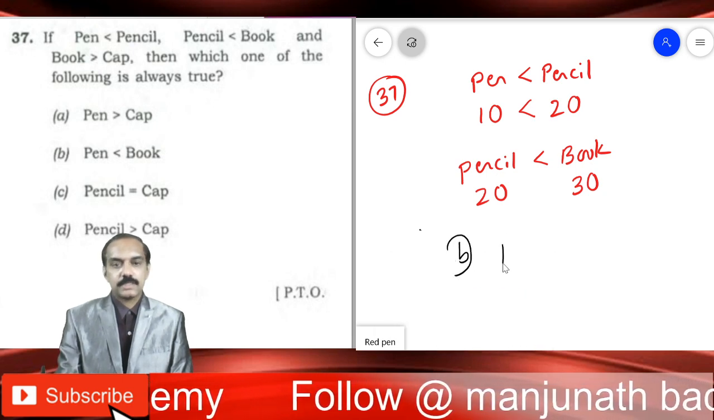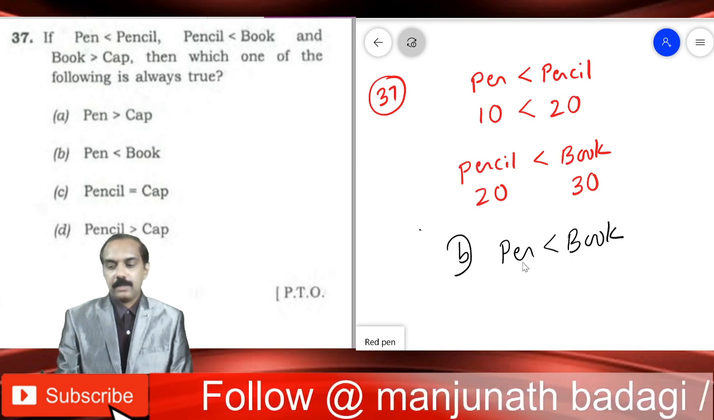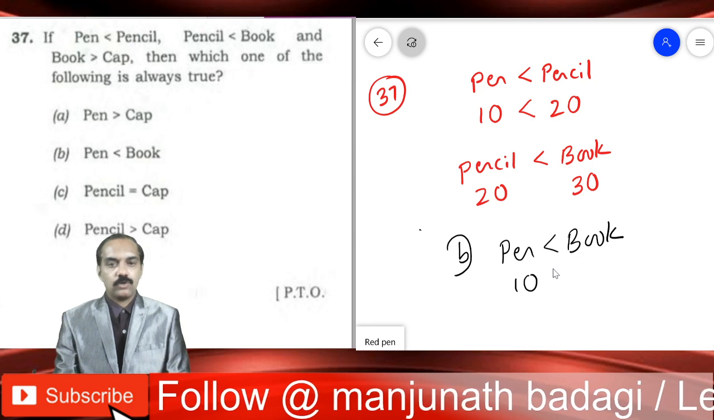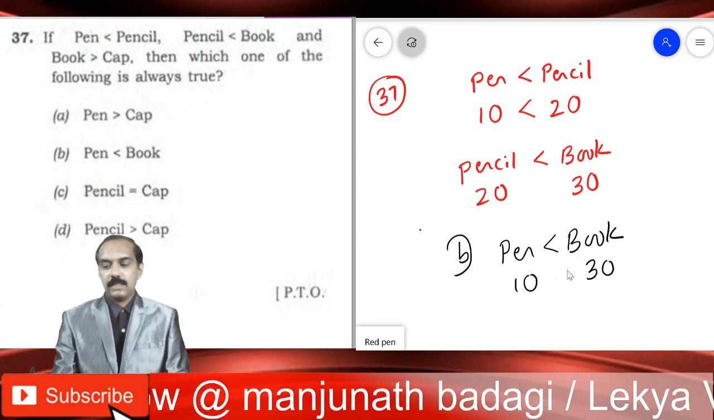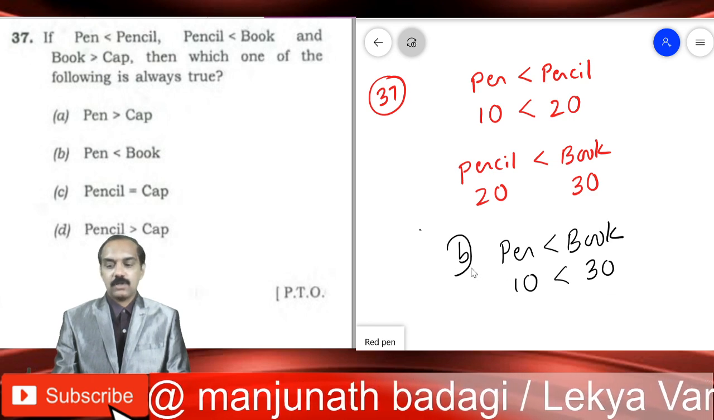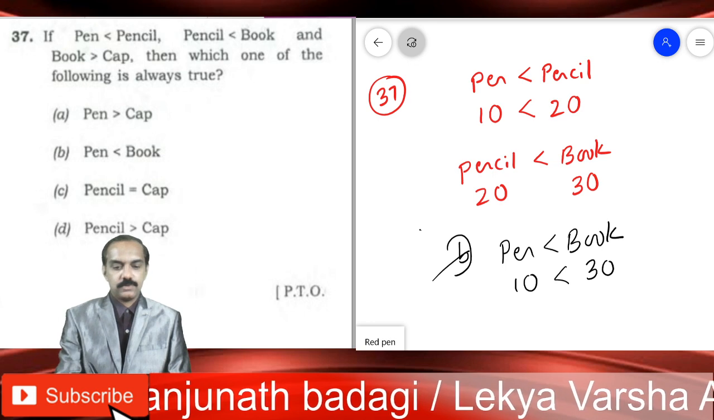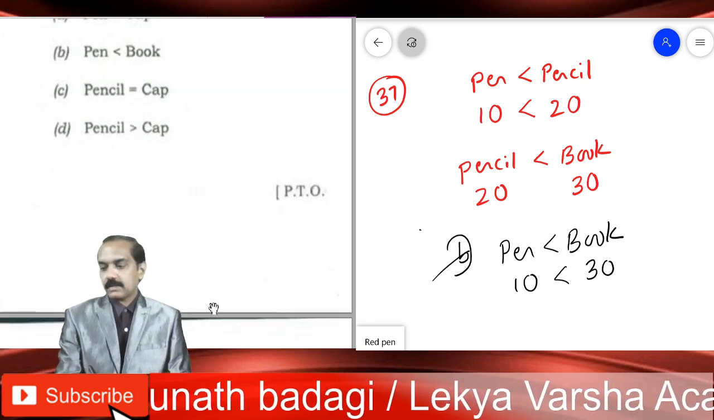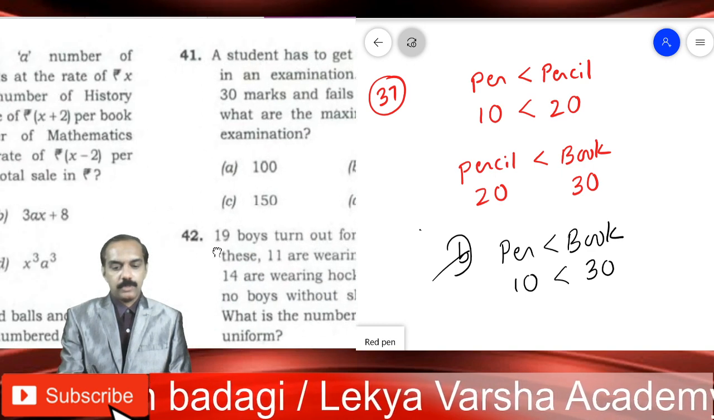The second option says pen is less than book. Pen, we have assumed it as 10 rupees. The cost of pen is 10 rupees. The cost of book is assumed as 30. And of course, 10 is less than 30. Everything is all right with the second option. Therefore, the second option B is the correct answer for this problem 37. Now moving on to the 38th problem. Problem number 38.